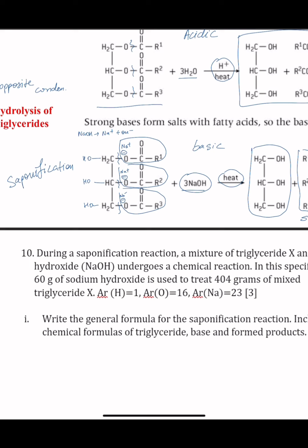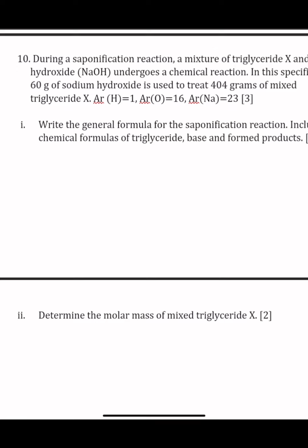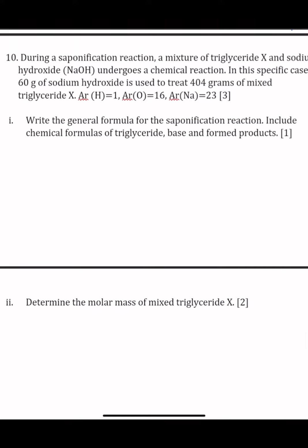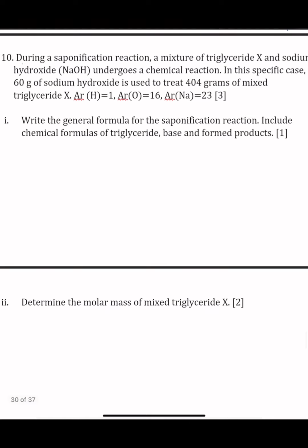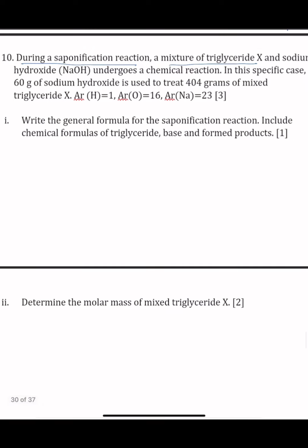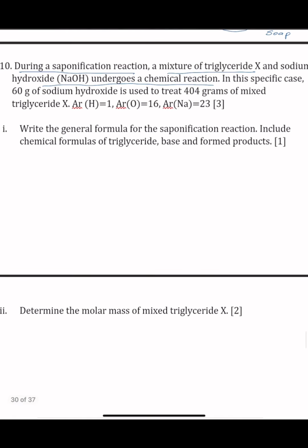Now we're gonna do a quick example that we did with you guys. It says, write the general formula for saponification reaction. Okay, just the general formula from us. But in the beginning it says, during the saponification reaction, a mixture of triglyceride X and sodium hydroxide undergoes chemical reaction. Okay, in this specific case, 60 grams of hydroxide is used to treat 404 grams of mixed triglyceride. So pay attention here, it says mixed triglyceride.